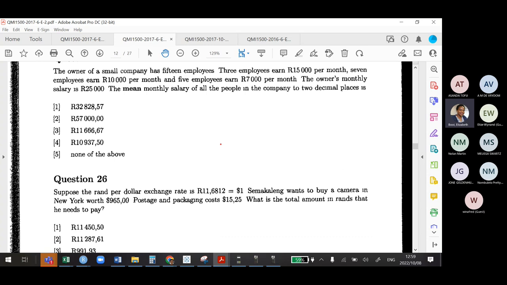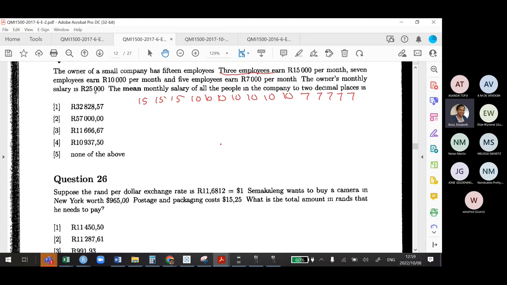But before we answer this question, we need to make sure that we have all the values, right? So we know that there are 3 15,000. So you should have 15, 15, 15. There are 7 10,000. One, two, three, four, five, six, seven. And there are 5 7,000. One, two, three, four, five.